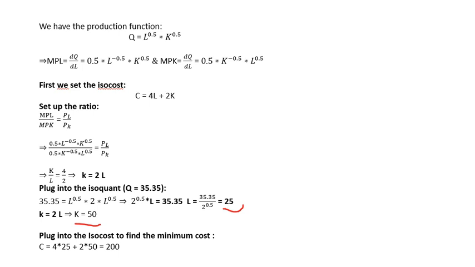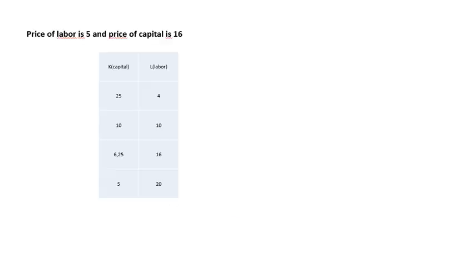And finally, if we do not have a function but instead we have a table like this, here we have the isoquant. This is the isoquant because we have different combinations that help the firm to achieve the same level of output. So it is the same output if the firm uses 25 units of capital and 4 units of labor, or if the firm chooses to use 10 units of capital and 10 units of labor, or 5 units of capital and 20 units of labor. All of these combinations lead to the same level of output. Here, the price of labor is 5 and the price of capital is 16.